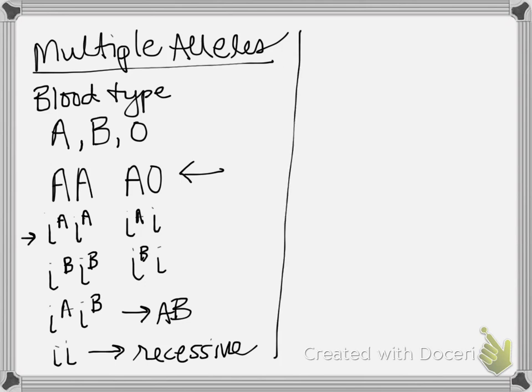Now I want to talk about what it means to have a polygenic trait. Let's just write polygenic, that'll make more sense. Polygenic means many genes, okay? So it's not just one gene with several alleles. It is more than one gene.